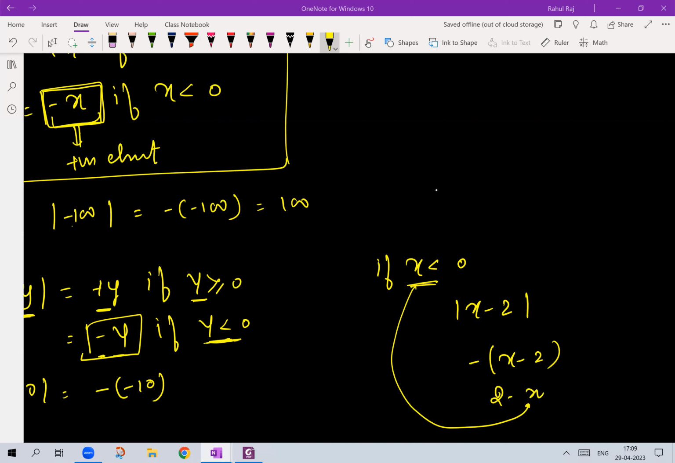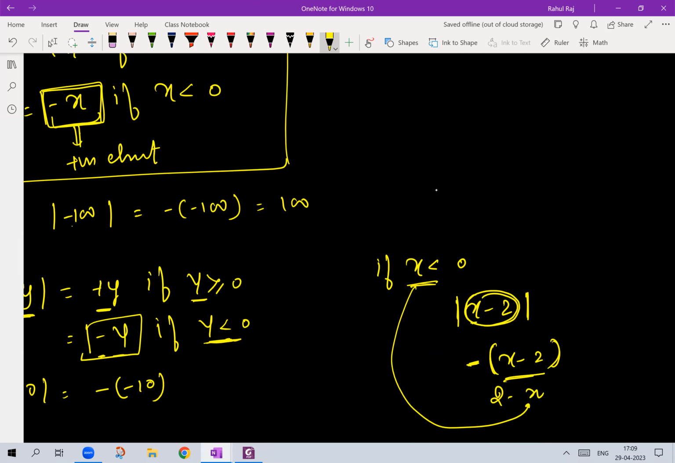So if x is less than 0, what is the value of mod of x minus 2? It should be negative of x minus 2. Why? Because if you put any negative value of x over here, this entire thing becomes negative. In order to ensure that, I put one more negative here. Why? Because this entire element becomes positive.